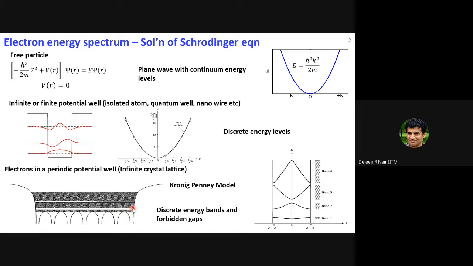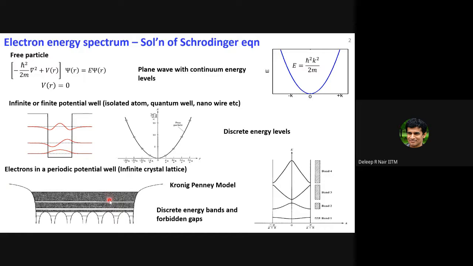The solution for the Schrodinger equation in this case gives discrete energy bands, right? So you can see this is one band, second band, third band, fourth band, like that. In these bands, electrons are free to move. They can move as if they were a free particle. But between these bands, there are forbidden gaps where the electron energies are not allowed. In reality, there are many such bands and gaps.